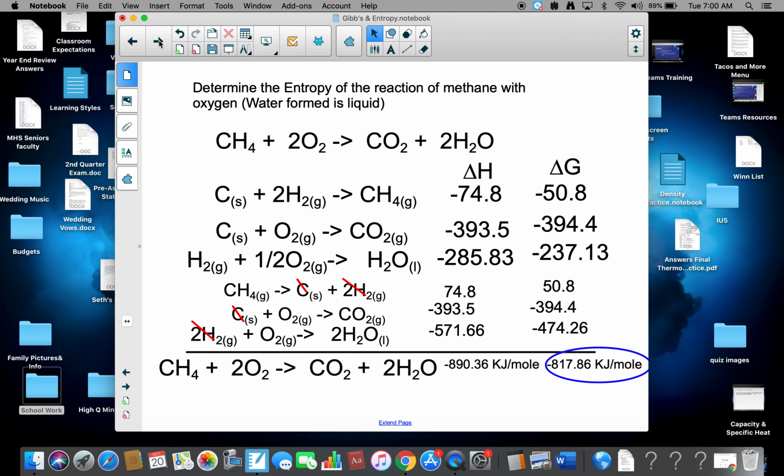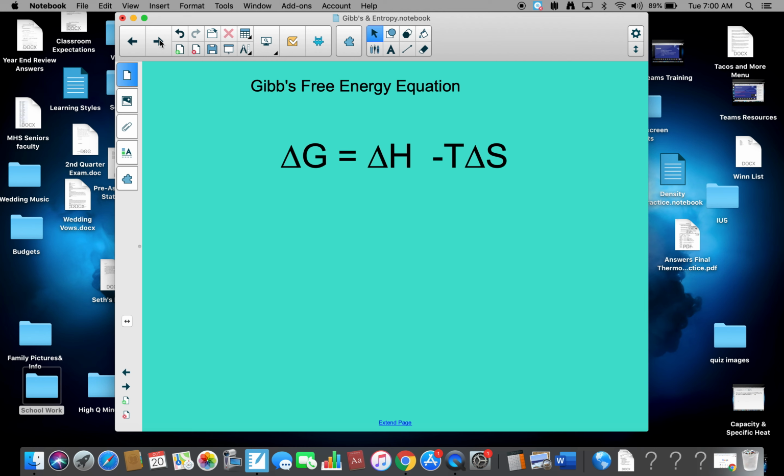All right, so let's look at the last problem. We have the Gibbs free energy and entropy. The reason why I solved them is so I can apply the equation. So if we're looking for entropy, we're not going to use Hess's law. We're going to use this equation.